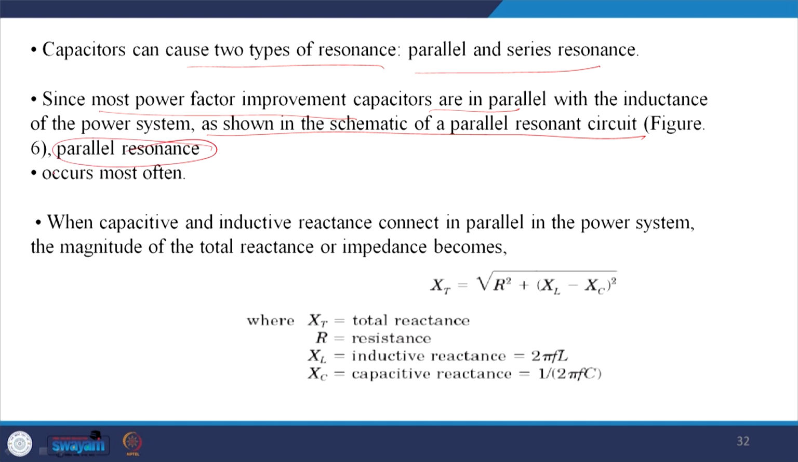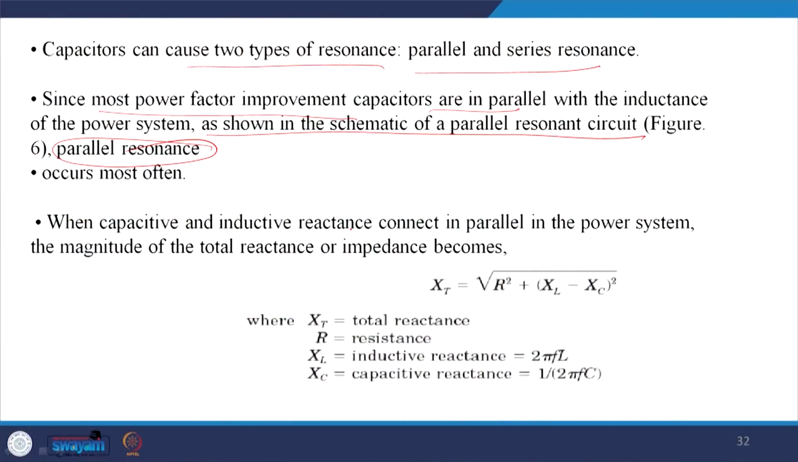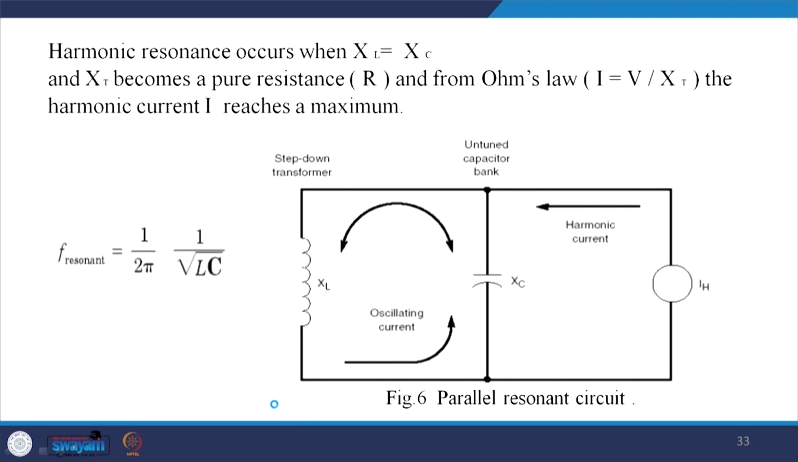resonance, and in parallel resonance what happens? It behaves like a resistive network, but with a high value of impedance. Since it offers a very high impedance, the current takes a different path to flow. When the capacitive and the inductive reactance are connected in parallel in the power system, the magnitude of the total impedance can be calculated. These are the calculations, an elementary calculation, but there is a problem.